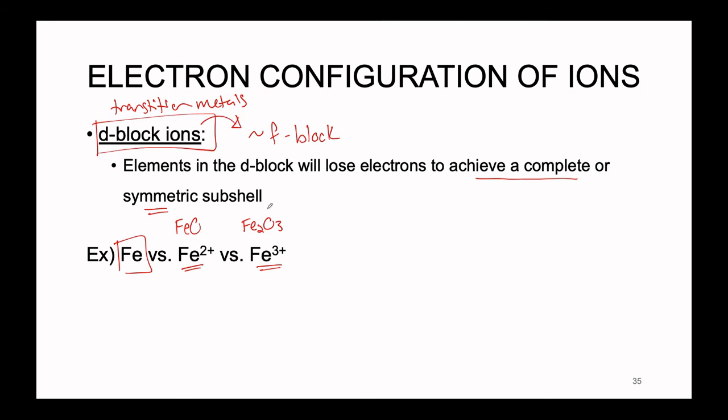So let's talk about where they're coming from and how we end up with two different options. So the electron configuration for a transition species like iron, we can draw down below.